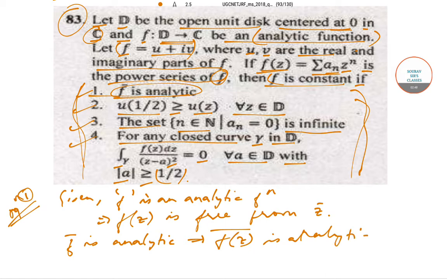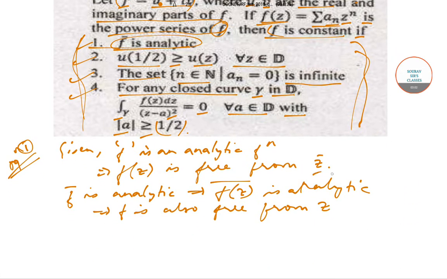so this means that f is also free from z. So as you can see, f of z is free from z bar and also from z, so that implies that f is constant. So that implies that option 1 is correct. Now let us shift our focus to option 2.